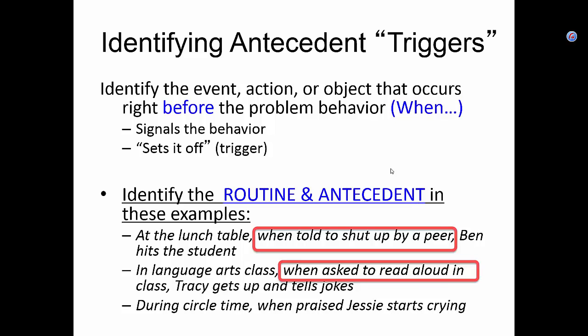During circle time, when praised, Jessie starts crying. Problem is Jessie crying. The routine is during circle time. Specifically, what happens in circle time that triggers her crying? It's when Jessie is praised.